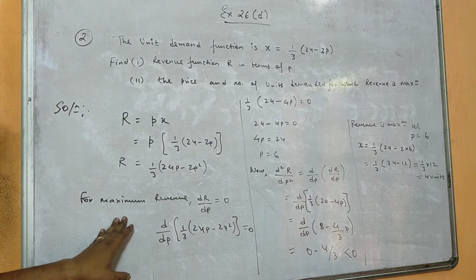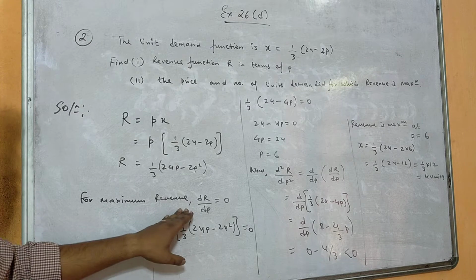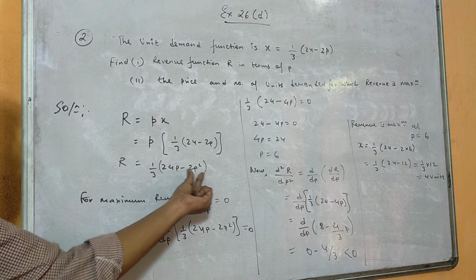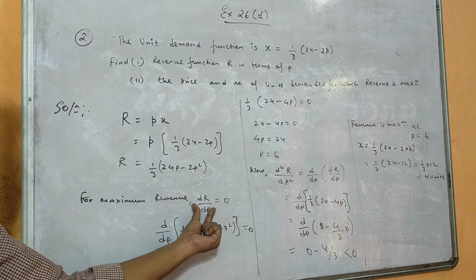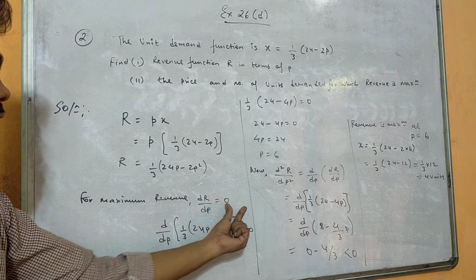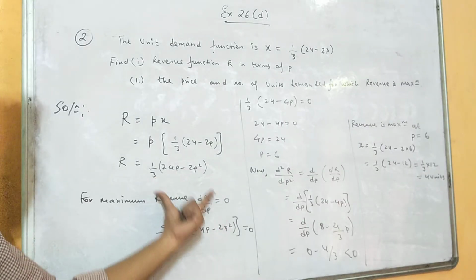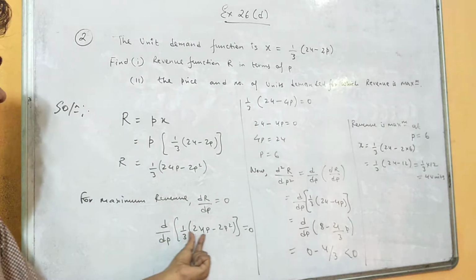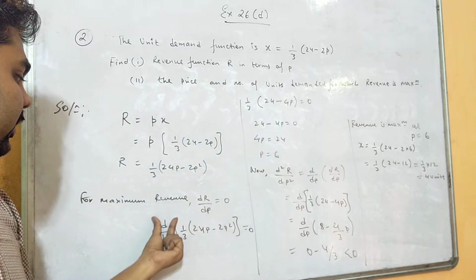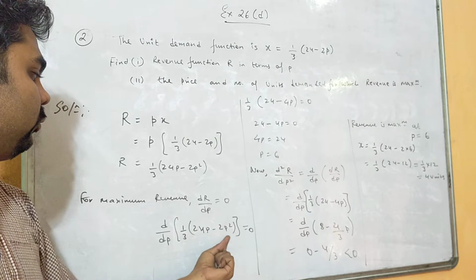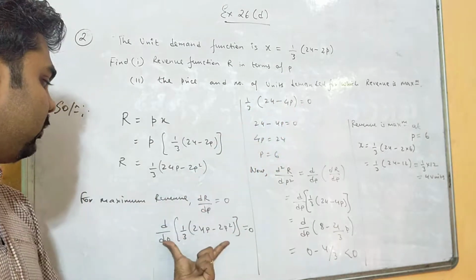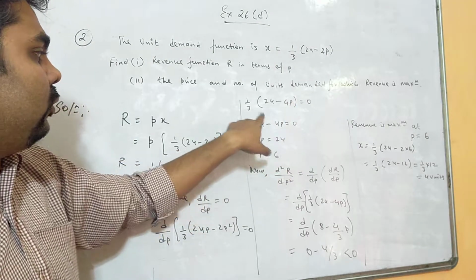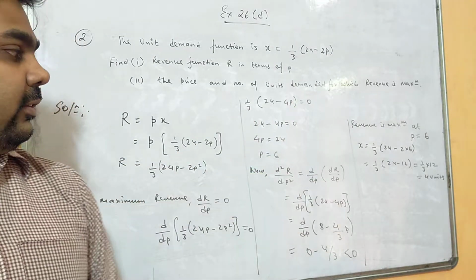So for the maximum revenue condition, dR by dP must be equal to 0, because now the equation we have is in terms of P, not X. So we have to differentiate with respect to P. So dR by dP equals 0, or d/dP of R, what is R? This one. Now 1 by 3 is already out. d/dP of 24P is 24. d/dP of 2P square is 2 into 2, that means 4P. So this must be equal to 0. So 3 into 0 is 0, or 4P will go to that side. 4 sixes are 24, that is P equals 6, right?